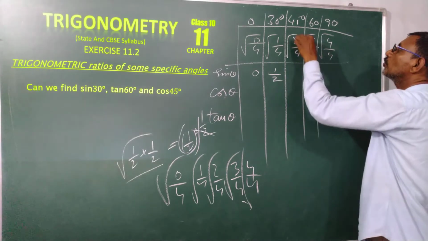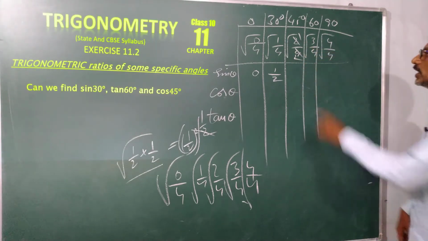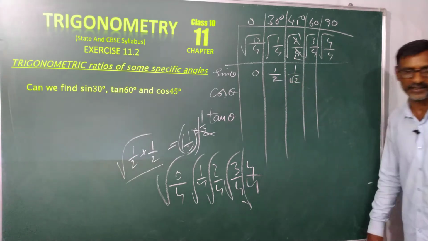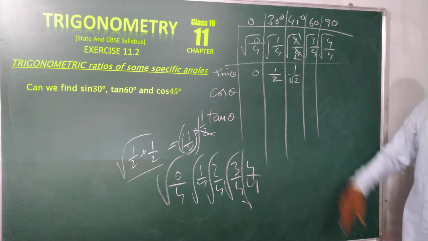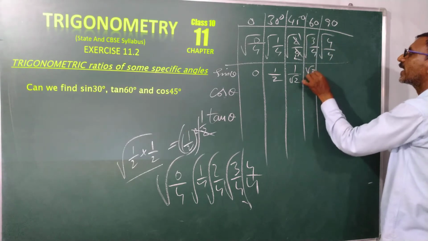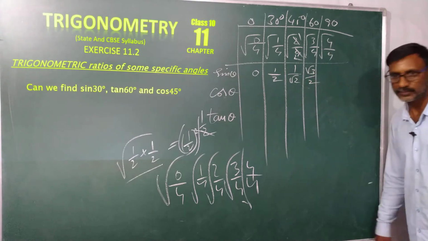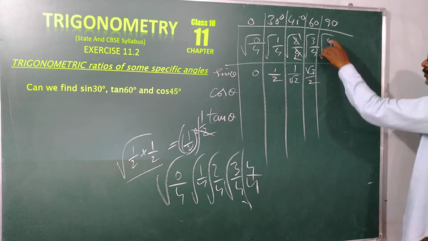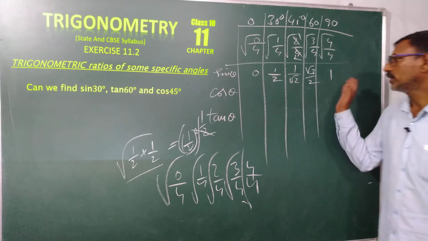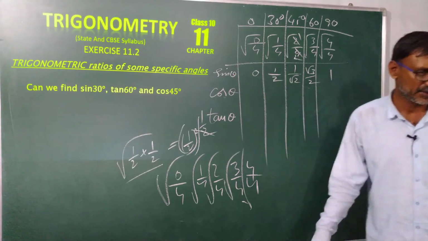Very next one, 2. The square root of 1 is 1, and you write the square root of 2 as it is, because you are not able to find the square root of 2 value. Coming to root 3 as it is, and the square root of 4 is 2. Then 4 by 4 is 1, and the square root of 1 is 1. This is a way to remember all the sin values of specific angles.